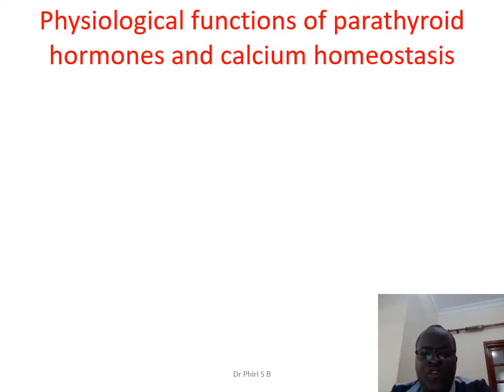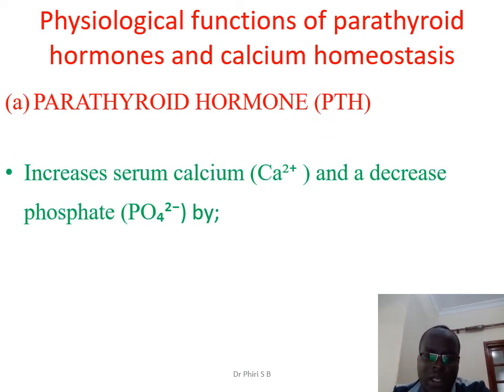The physiological functions of parathyroid hormone and calcium homeostasis, the control of this calcium. Parathyroid hormone is there to increase the serum calcium level and to decrease the phosphate levels. This is a major function of parathyroid hormone. It's going to increase the serum calcium level, then it will decrease the phosphate levels. How? It's because the parathyroid hormone is increasing absorption of calcium from the GIT. The absorption of calcium and phosphates from the GIT is enhanced or increased.